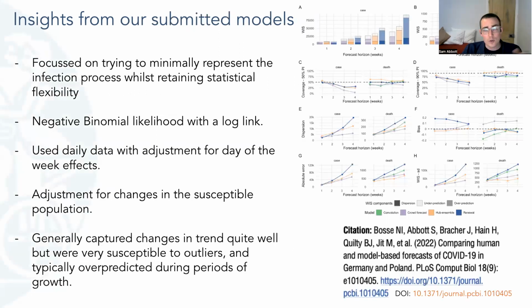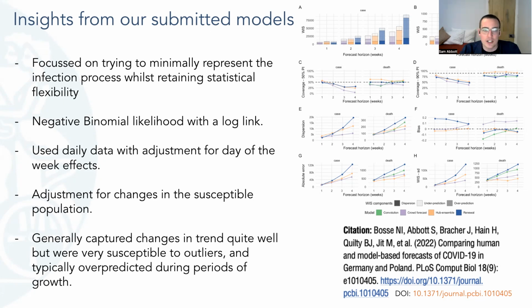So our forecasting models, there's quite a lot of different submitted forecasts I'm not going to go into here, but these observations are mainly drawn from this work with Nikos Bosse, comparing human and model-based forecasts of COVID-19 in Germany and Poland. Germany and Poland also had a forecast hub, and that's where these are drawn from. There, we focused on trying to minimally represent the infection process while maintaining statistical flexibility. We had a negative binomial likelihood with a log link. We used daily data with an adjustment for the day of the week effect. We adjusted for changes in susceptible population.